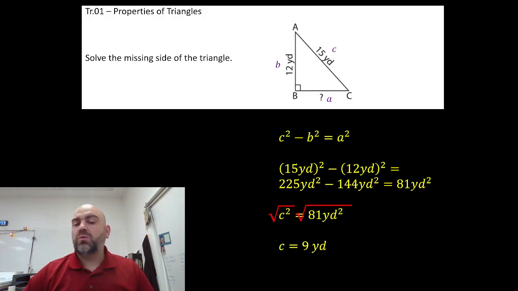This is a really nice one where all three values are whole numbers: 9, 12, and 15. Therefore, they are what we call a Pythagorean triple. They are whole numbers which are the side lengths of a right-angled triangle.